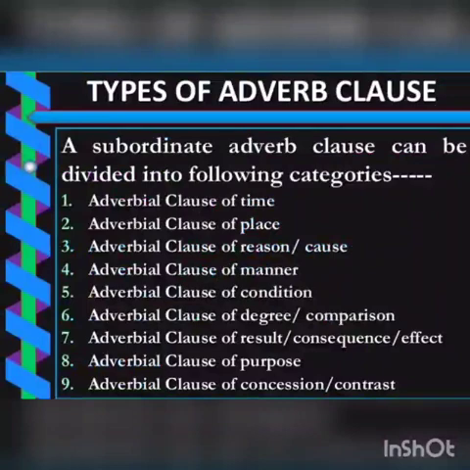Let us now study types of adverb clause. Children, there are 9 types of adverb clause: adverb clause of time, adverb clause of place, adverb clause of reason or cause, adverb clause of manner, adverb clause of condition, adverb clause of degree or comparison, adverb clause of result, adverb clause of purpose, and the last one is adverb clause of concession.